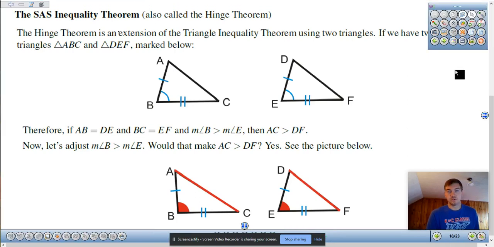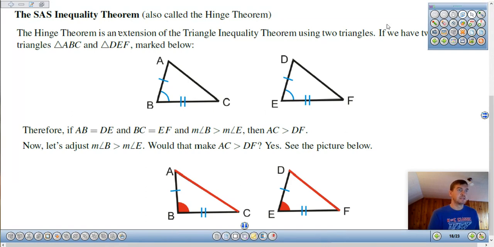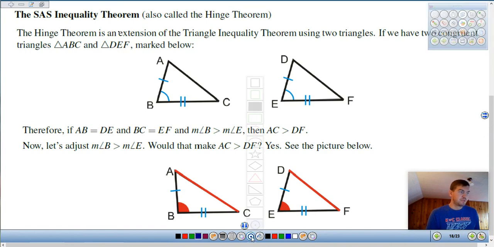In this video, we're going to be continuing our notes on triangle inequalities. We left off just before this part called the SAS inequality theorem, which is also called the hinge theorem. The entire page here kind of explains it.